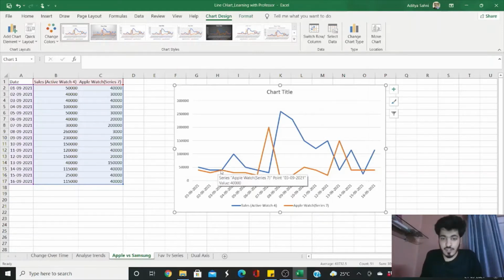You can see that the Active Watch sales are much higher in comparison to Apple Watch Series 7. One can get a business intuition from that: there might be a shortage of Apple Watches, or the Apple Watch is expensive, or the Active Watch 4 now has Wear OS, which is powered by Google, so it might have much more capability. Many other things we can guess from this, but in this video the main motive is to understand when we can use the line chart. Hope you are clear with that.